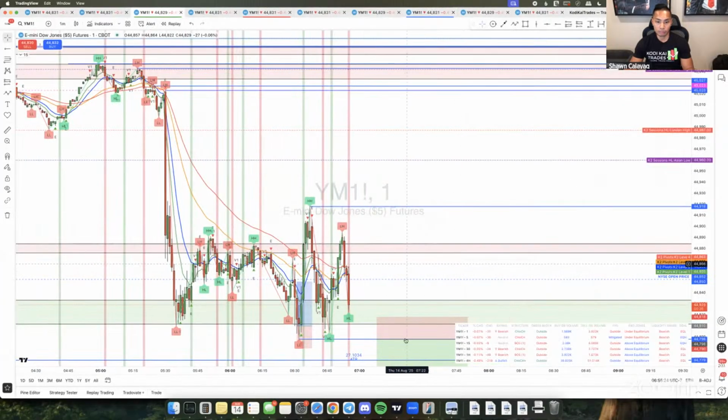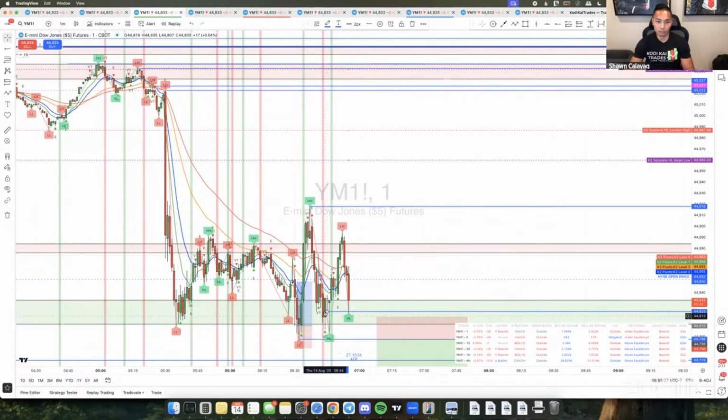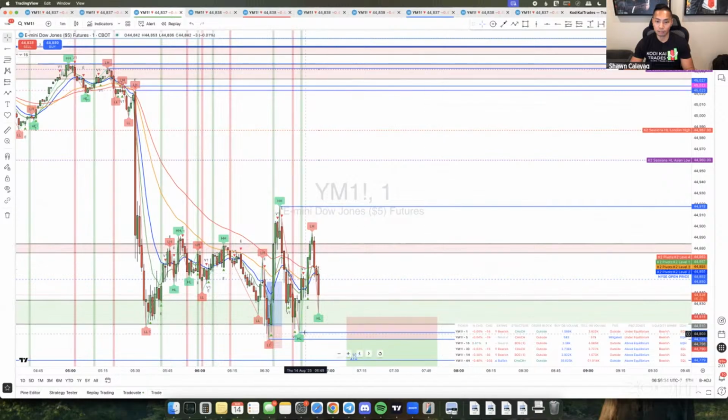All right, we're getting a strong bearish candle right here. Again, we have a new higher low right here. So what I'd be looking for right here is for price to break past this higher low, which is at 44,804. So break below, retest, continuation.